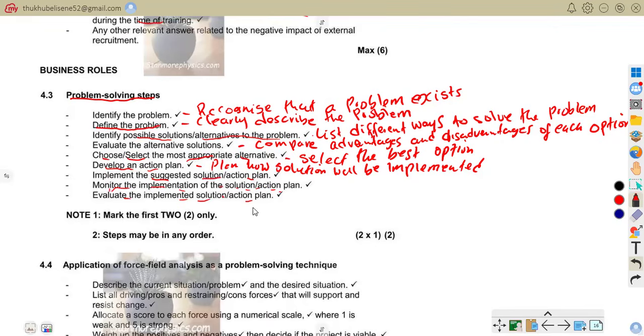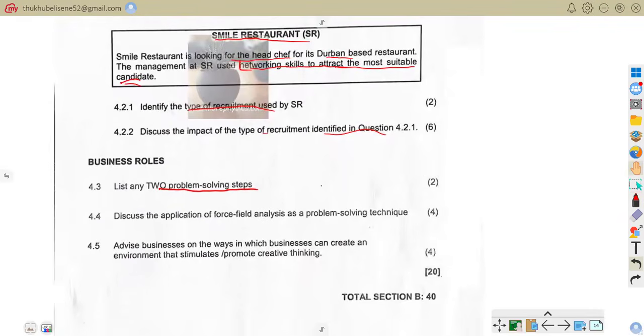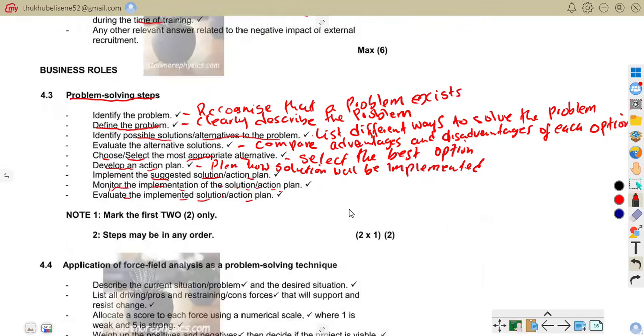Evaluate the implemented solution or action plan. Here you assess if the problem is solved. So that is that. So now let us move on to 4.4, which says discuss the application of force field analysis as a problem-solving technique. So let us quickly go to the answers of that question.